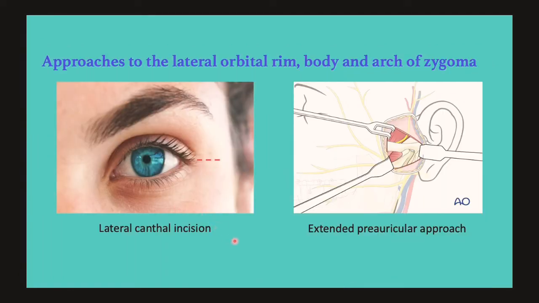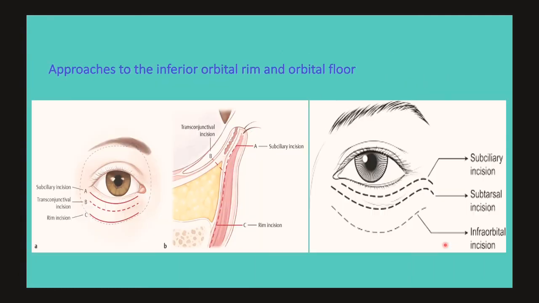Approaches to the lateral orbital rim, body and arch of the zygoma. We have lateral canthal incision and extended preauricular approach. Approaches to the inferior orbital rim and orbital floor. We have subciliary incision and subtarsal incision, infraorbital incision, and transconjunctival incision, as you can see here.